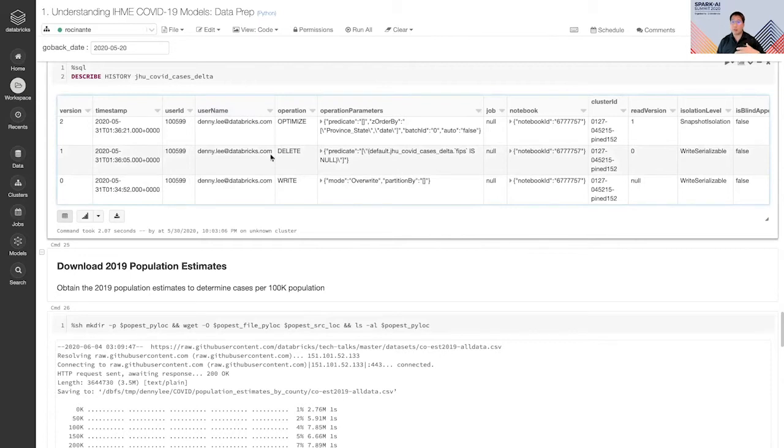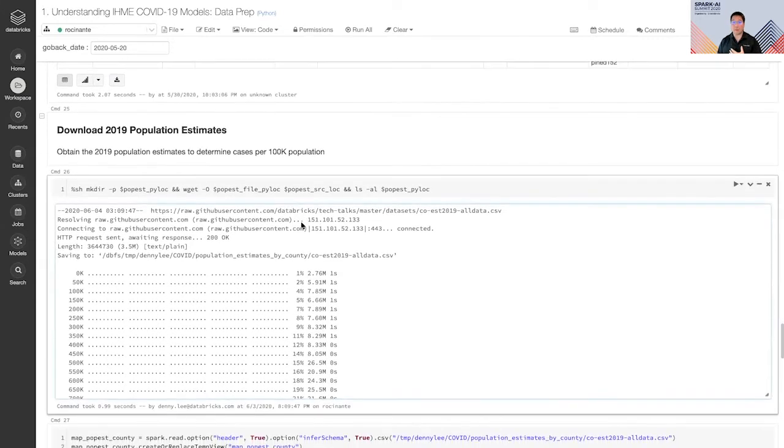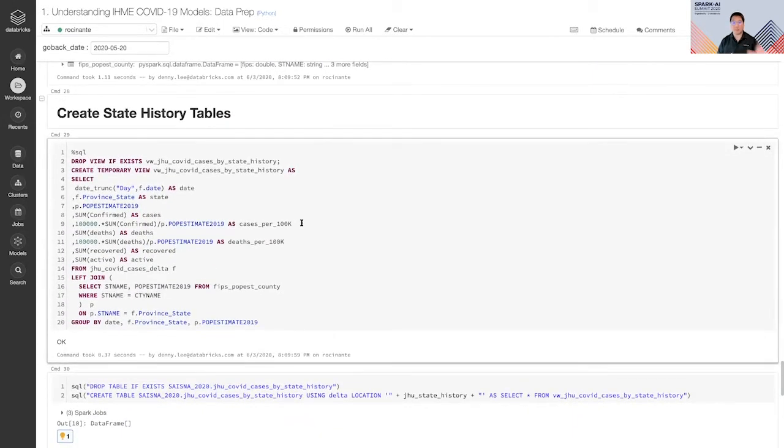The other thing we did, as you'll notice from the previous notebook, is we also included per 100,000 cases. So we needed to get the 2019 population estimates. So we downloaded this from the US Census, and here you go, created state and county tables similar to the one you're seeing here right now that allow us to not only provide the overall case numbers as per the Johns Hopkins dataset, but also include the per 100,000 people so you can understand the population densities.